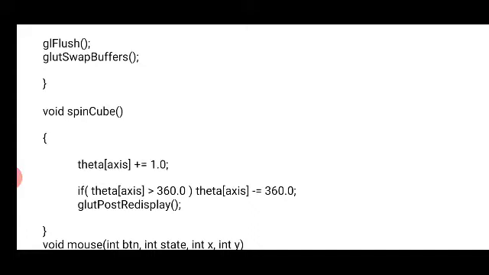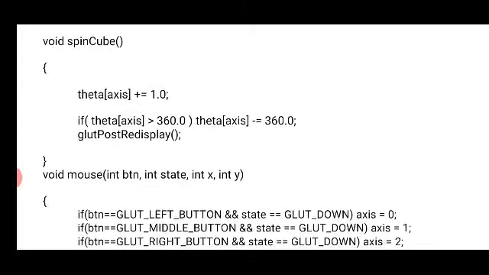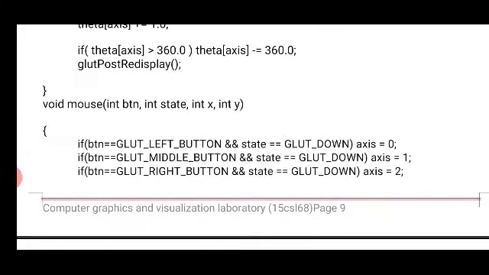Now this cube should keep on rotating, that's why you simultaneously keep on changing the theta angle. Theta of axis, where axis stands for either x, y or z, keep on incrementing it by 1 until it reaches 360. Once it reaches 360, subtract 360 from it. Now this rotation is going to be controlled by your mouse and keyboard.